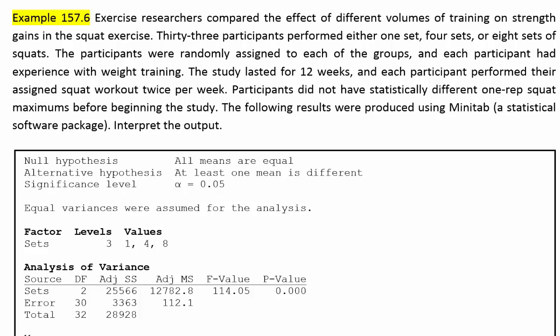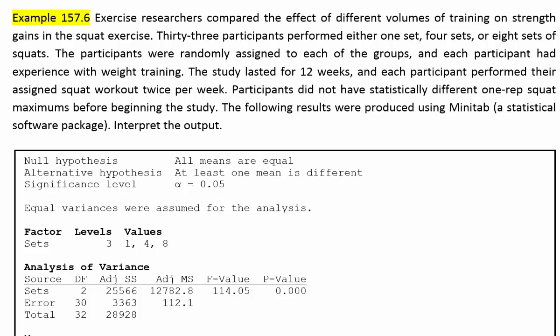Example 157.6. Exercise researchers compared the effect of different volumes of training on strength gains in the squat exercise. 33 participants performed either 1 set, 4 sets, or 8 sets of squats. The participants were randomly assigned to each of the groups, and each participant had experience with weight training.